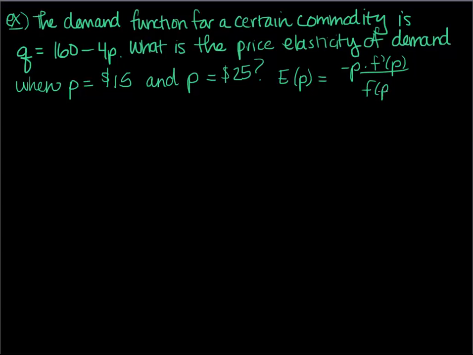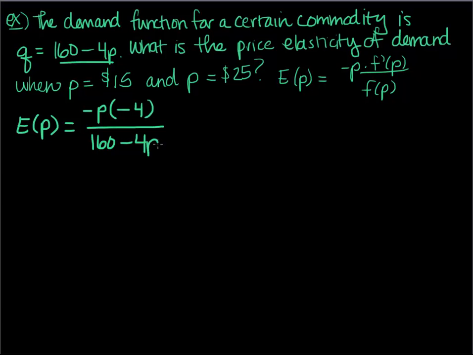F of P. Where what is my F of P? My F of P is this guy right here, 160 minus 4P. So let's find out what E of P is, okay? Because I know I'm going to be plugging in different P's, I don't actually want to plug in my P's quite yet. So I would have a negative P times the derivative of this guy right here with respect to P, which is a negative 4, all divided by just the function itself, right? Which is 160 minus 4P, okay?